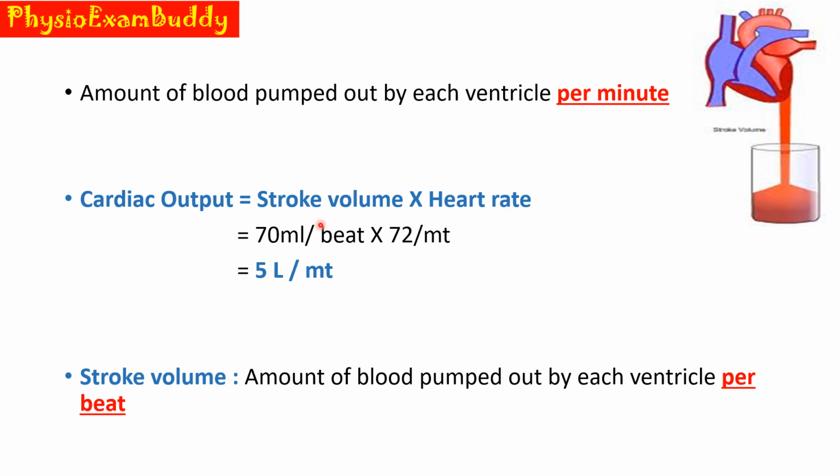Next, you have to write the formula, that is cardiac output is equal to stroke volume multiplied by heart rate. The value of stroke volume is 70 ml per beat and the average heart rate is 72 per minute. So when you substitute this in the formula, you will get the cardiac output as 5 liter per minute, which is the normal value. So first definition, then the formula, then the normal value.